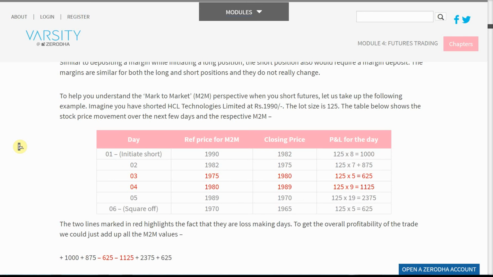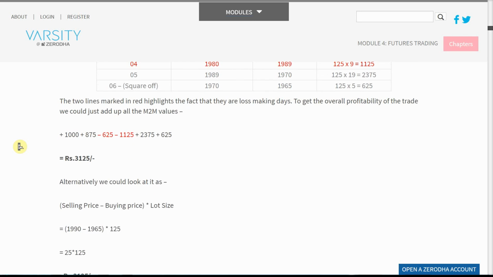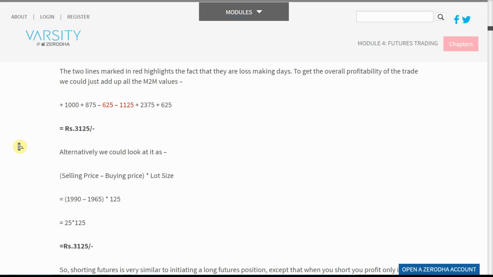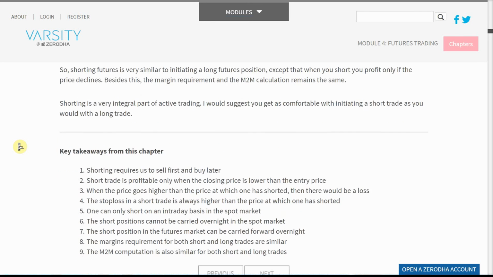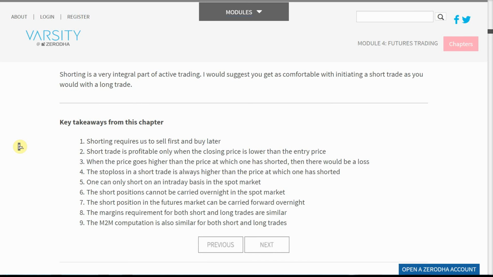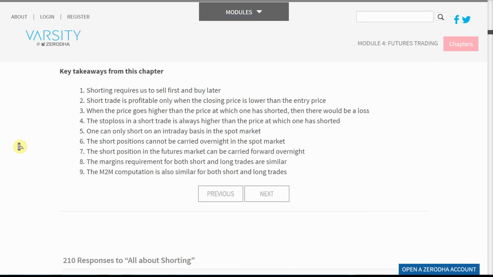Shorting is a very integral part of active trading. I would suggest you get as comfortable with initiating a short trade as you would with a long trade. Key takeaways from this chapter. Shorting requires us to sell first and buy later. A short trade is profitable only when the closing price is lower than the entry price. When the price goes higher than the price at which one has shorted, then there would be a loss.